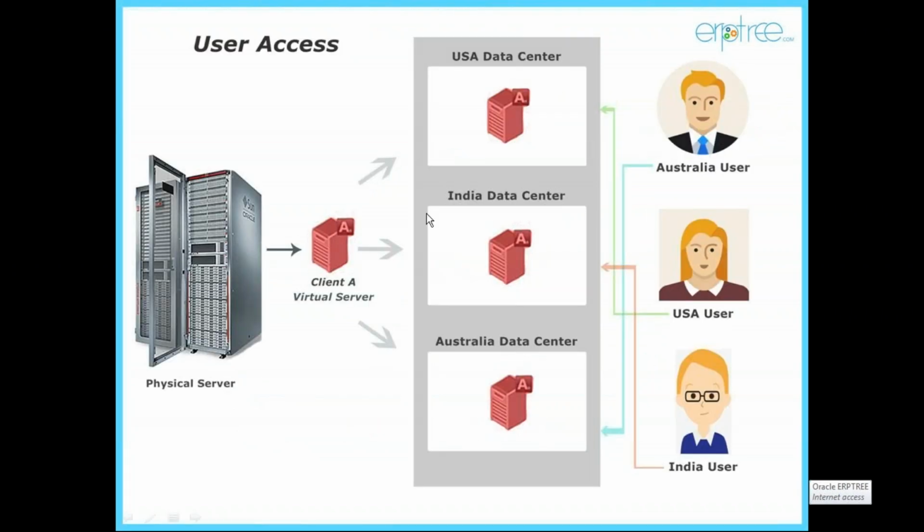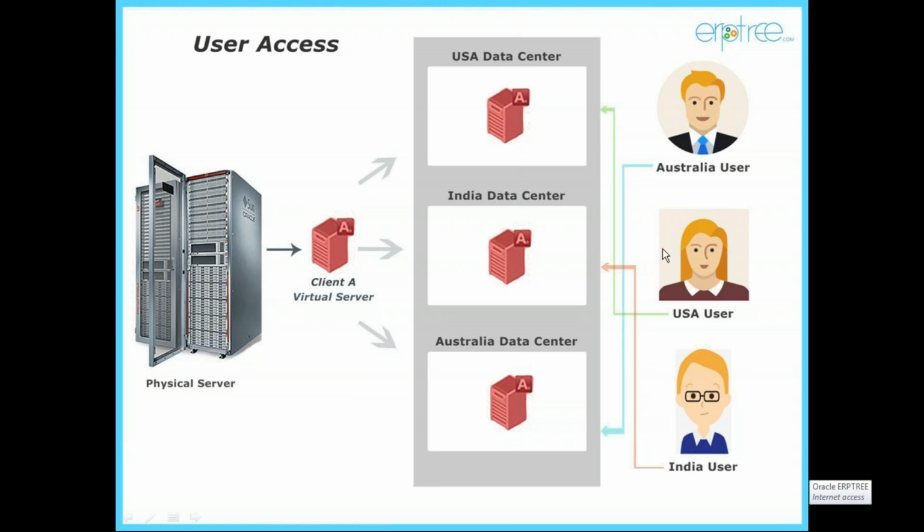See here, take this example. This is a physical server. It can create a number of virtual servers based on the server's capability. Say Oracle created one virtual server for client A. The client has business operations in three countries: Australia, US, and India. If they have one physical server, users from three countries have to connect to the same server. Instead of connecting to the physical server, Oracle is going to provide the cloud's virtual server in the cloud computing concept.